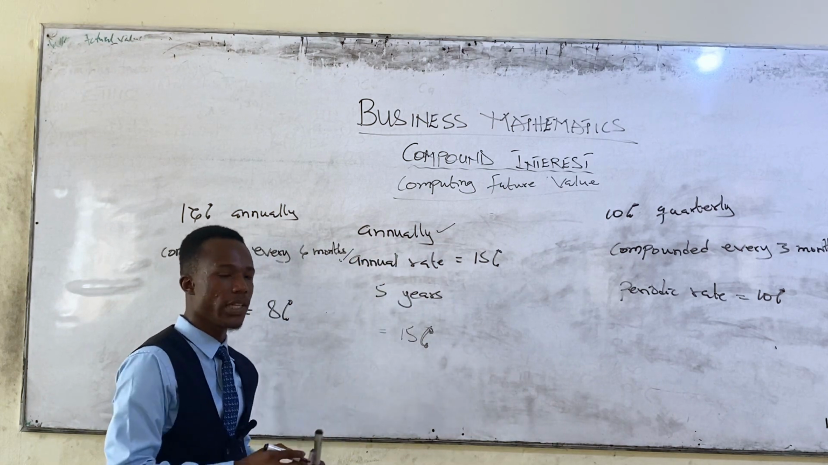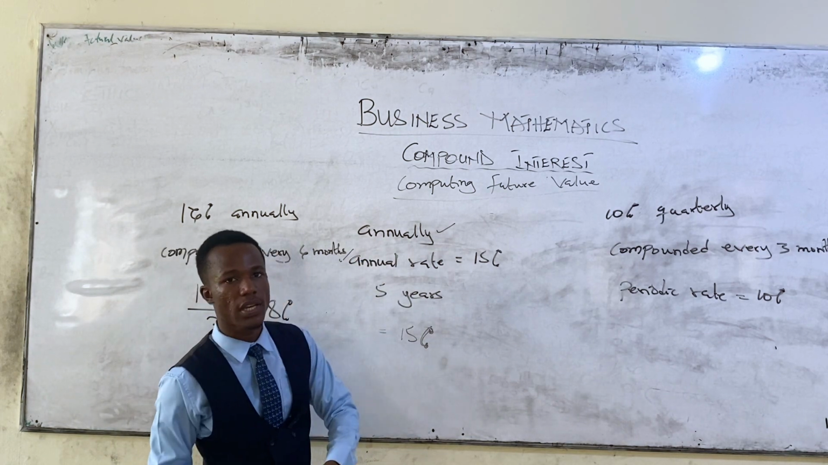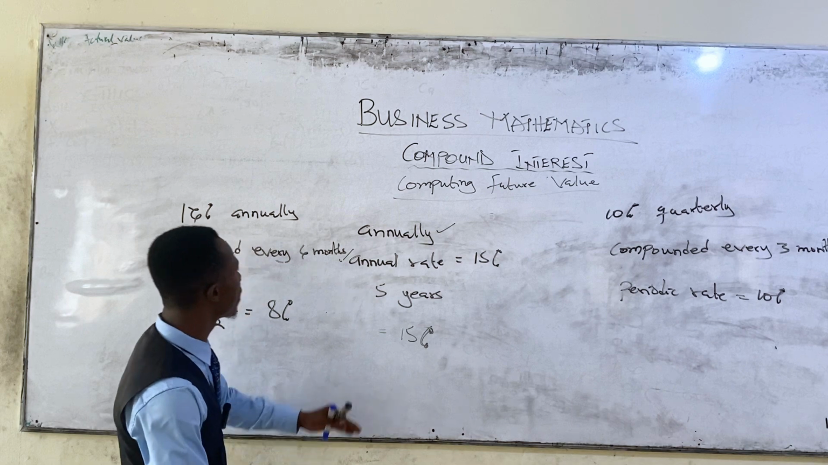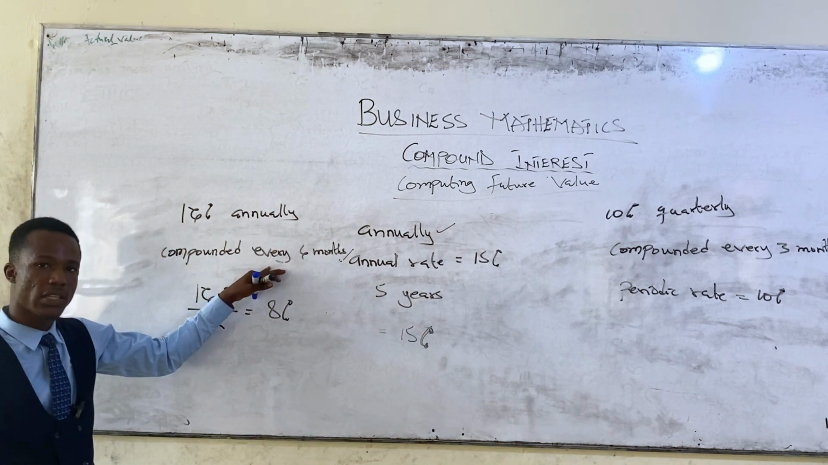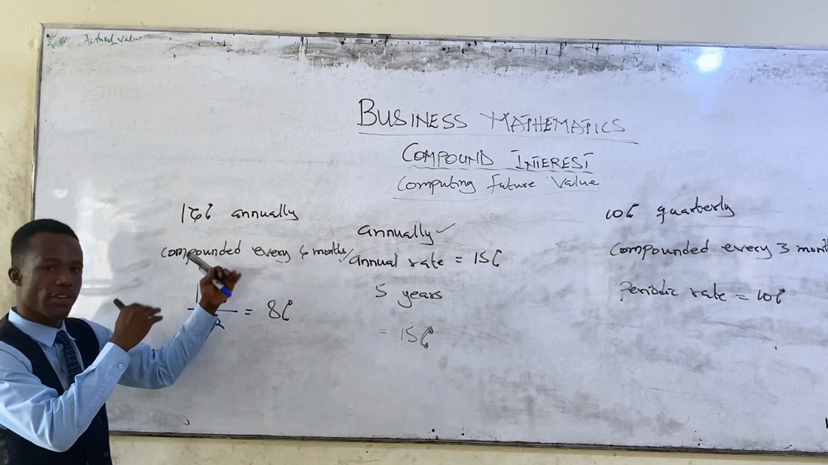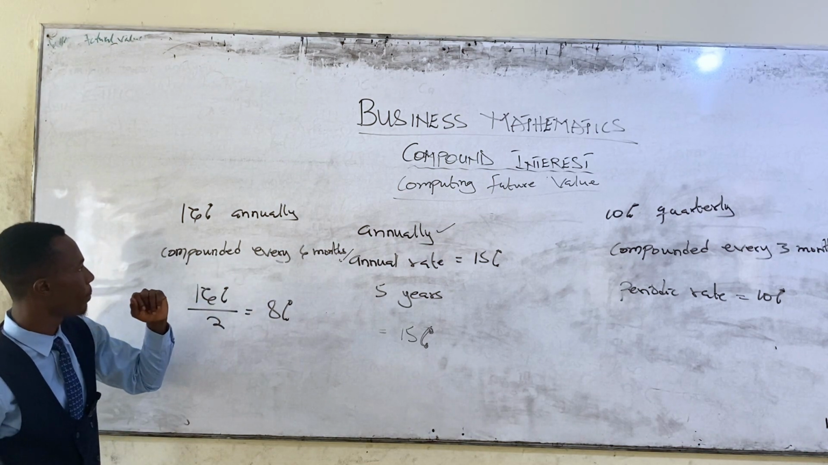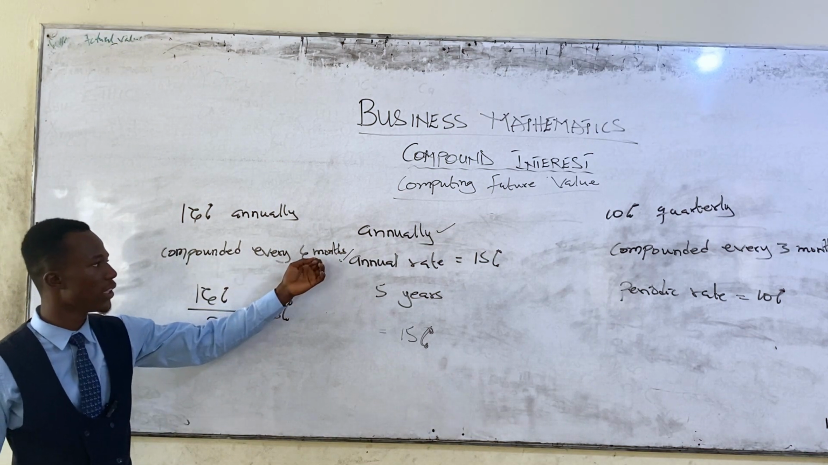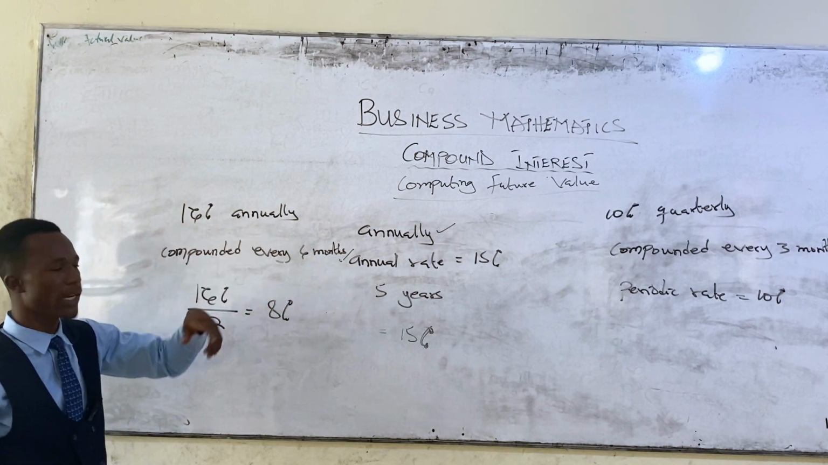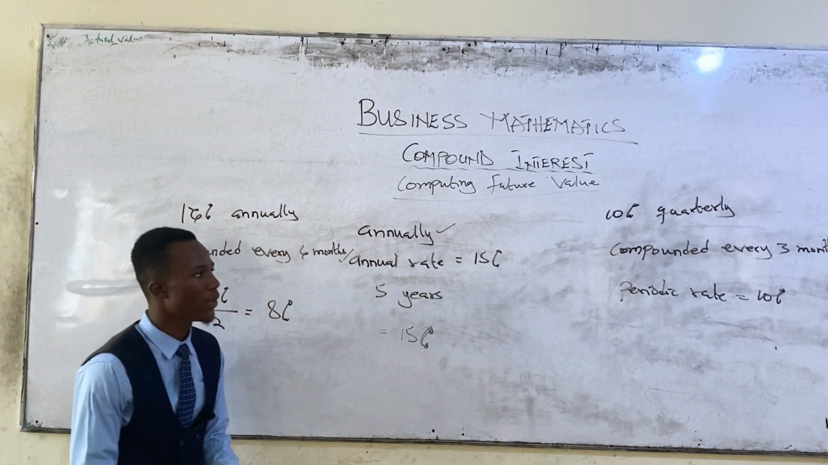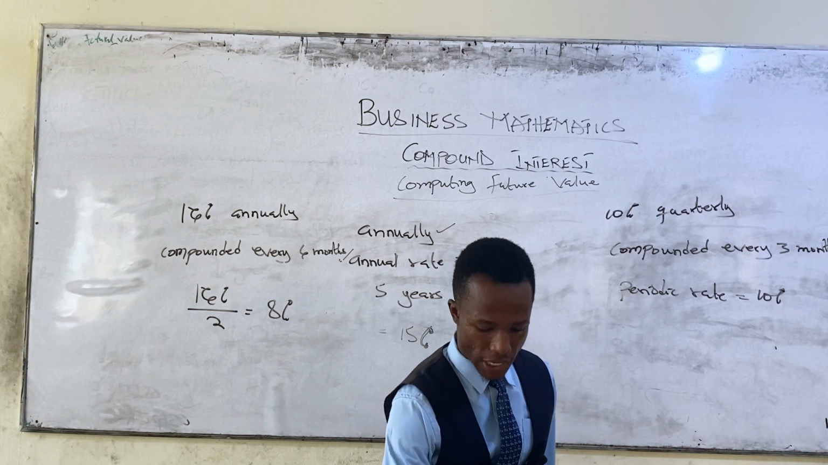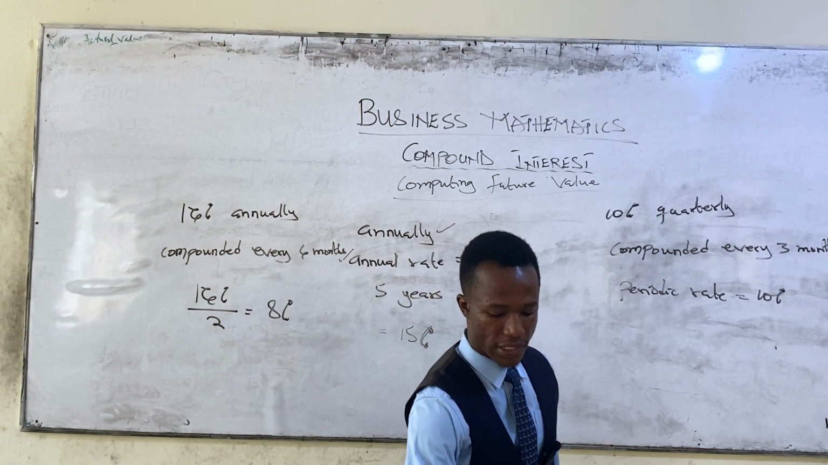Annually, you maintain it. Semi-annually, you maintain it. What you do is look out for the number of times you are compounding the loan in a year, then you divide the annual rate by it to get the periodic rate. So that is how we calculate a periodic rate.